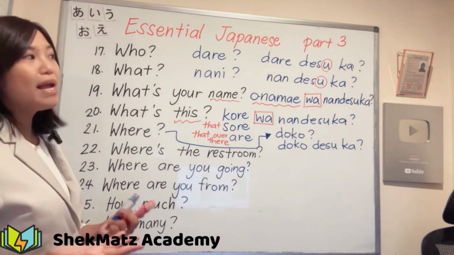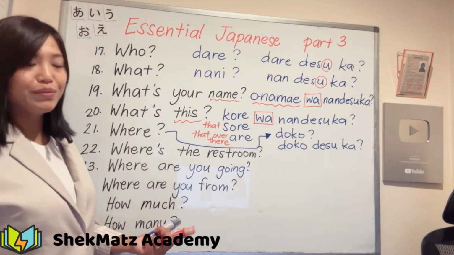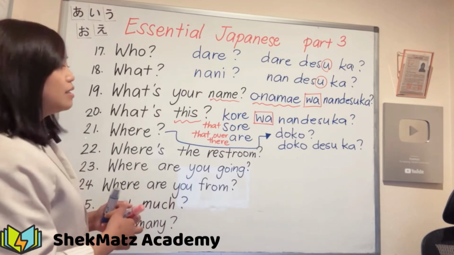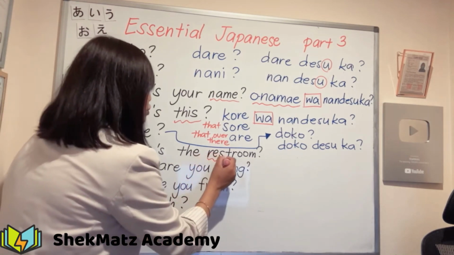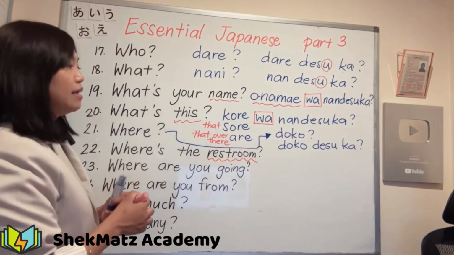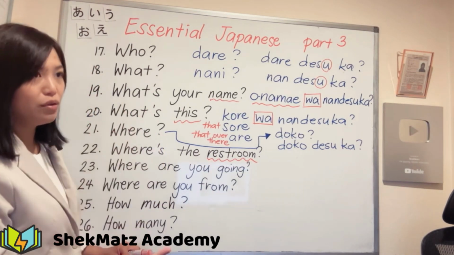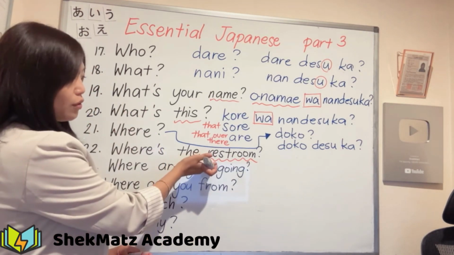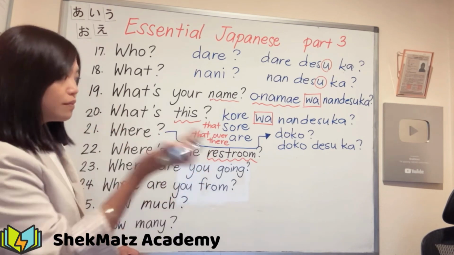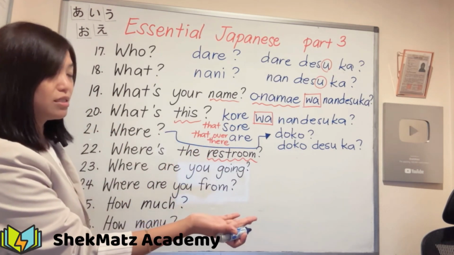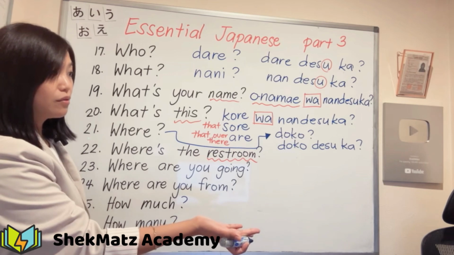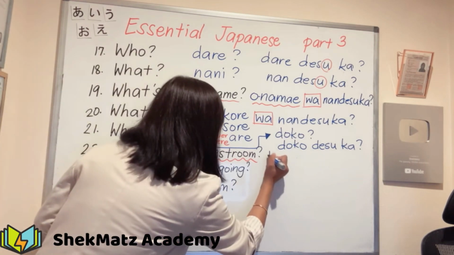Alright. Now, if you want to ask, where's the restroom? Where's the restroom? So, restroom in Japanese is トイレ. Okay. Well, there are many words that you can use for the word restroom. The first one is トイレ, toire. Okay. Toire.